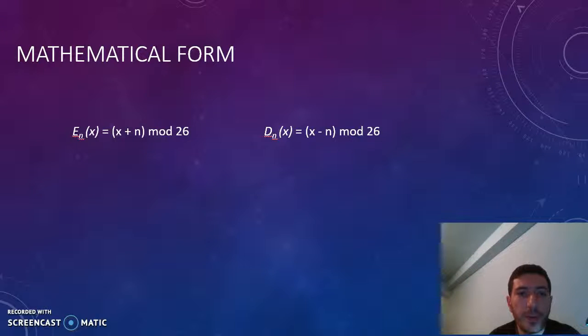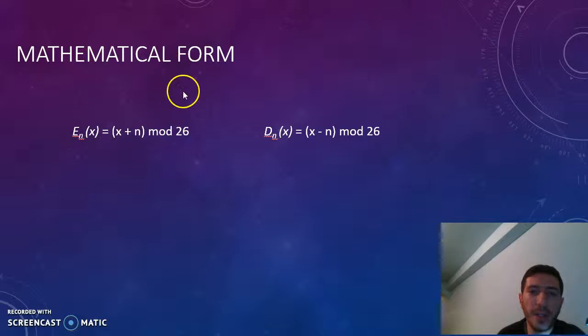The Caesar cipher can be expressed in a more mathematical form as follows. In plain terms, this means that the encryption of a letter x is equal to a shift of x plus n, where n is the number of letters shifted. The result of the process is then taken under modulo division, essentially meaning that if a letter is shifted past the end of the alphabet, it wraps around the beginning.